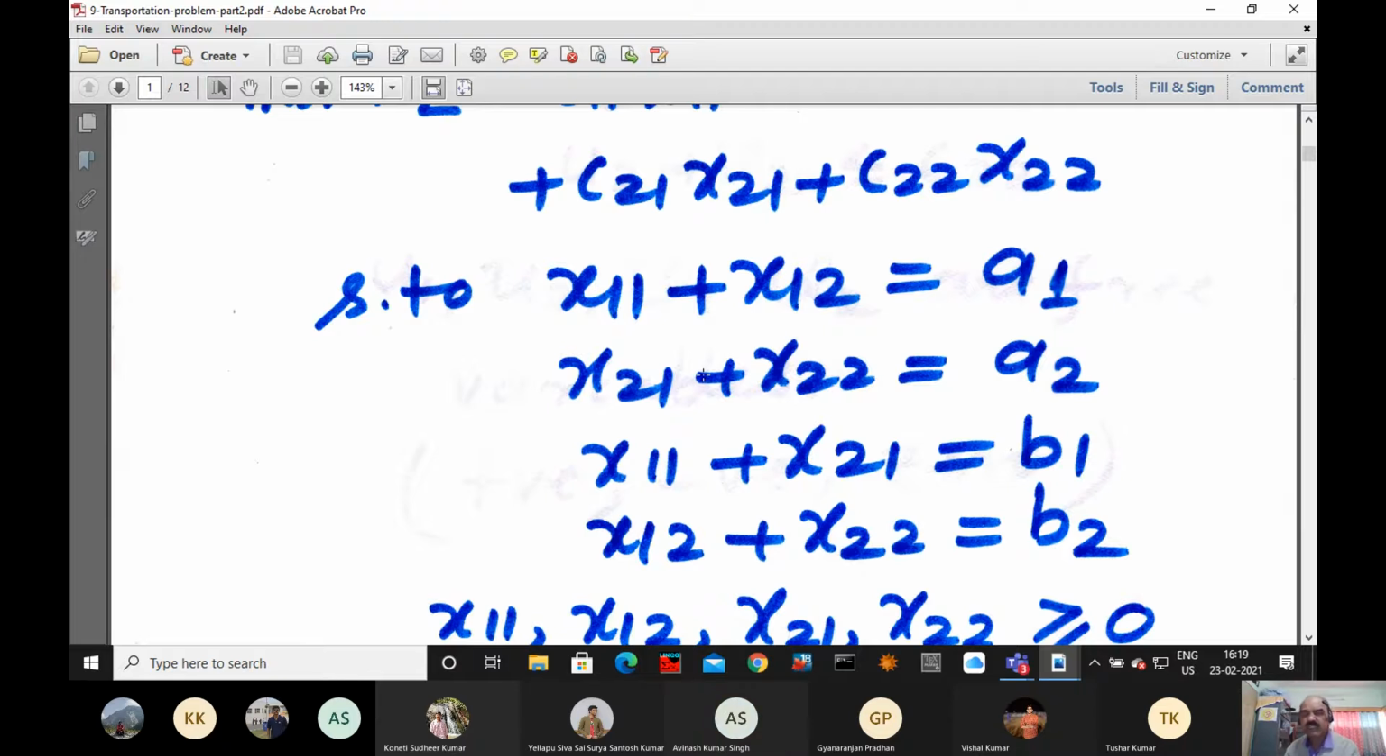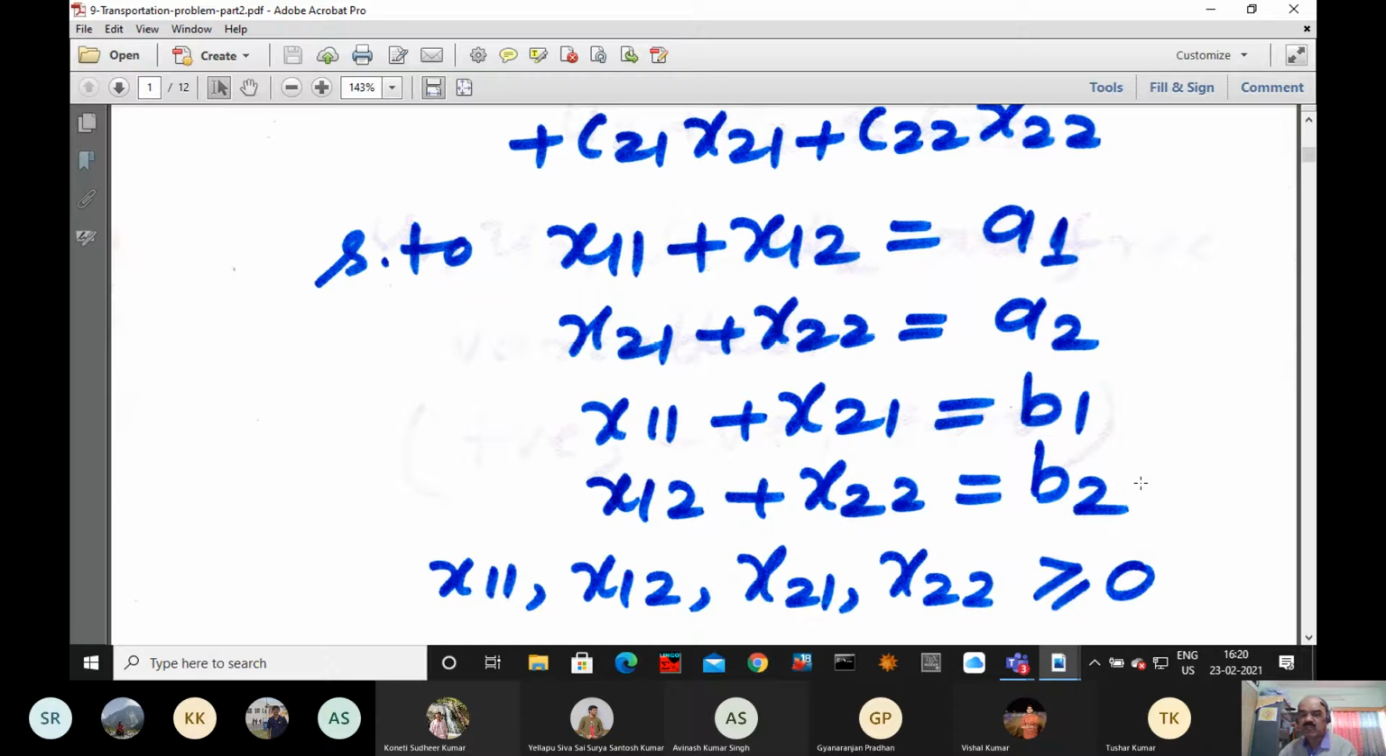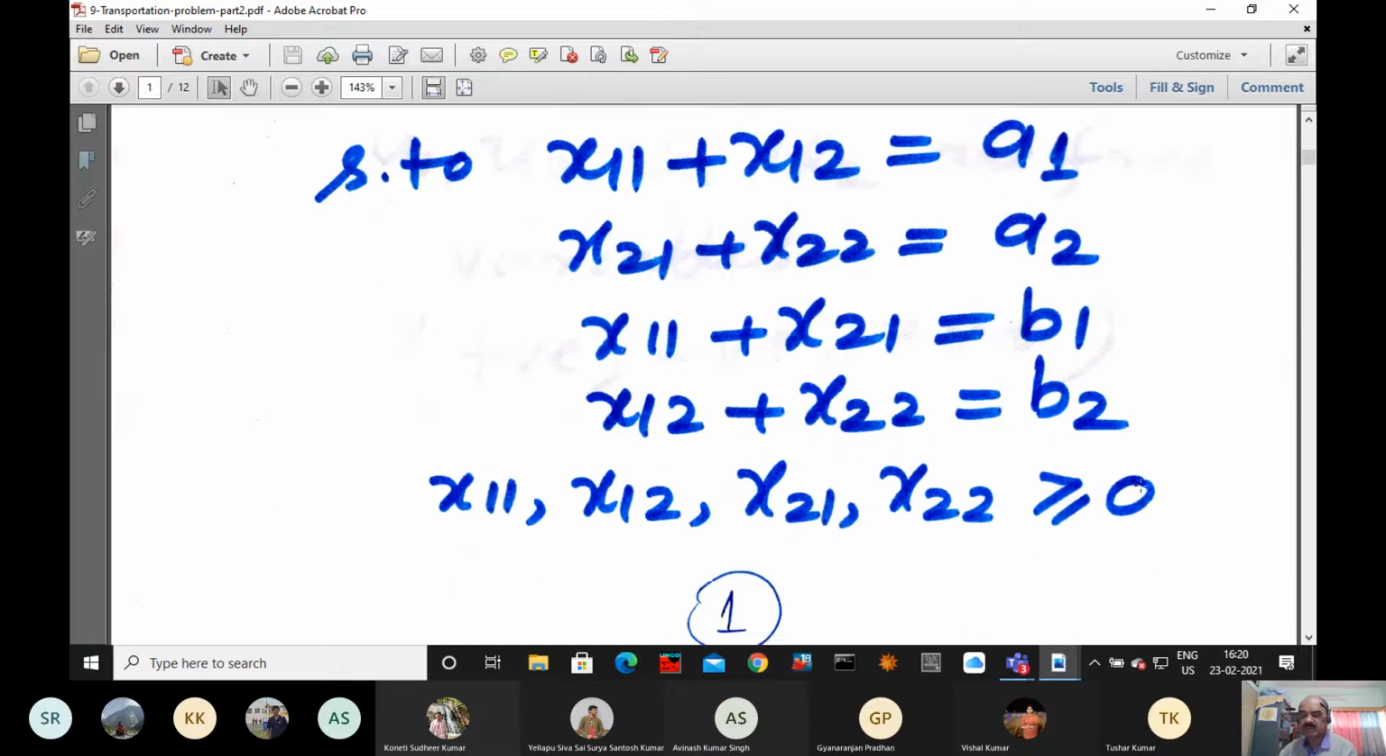If we have mentioned it is a balanced transportation problem, then what will happen? Out of 4, 3 will be linearly independent. One we have to drop. Since it is given A1 plus A2 equal to B1 plus B2, out of 4, 3 will be linearly independent. So you will only consider 3, not 4. Here the decision variables X11, X12, X21, X22 are non-negative.